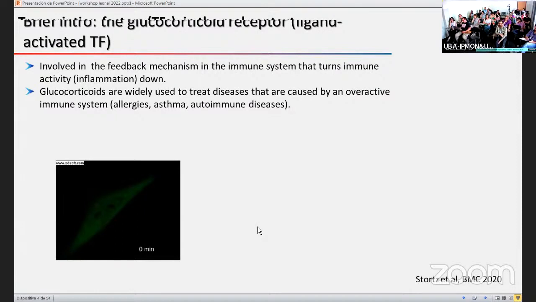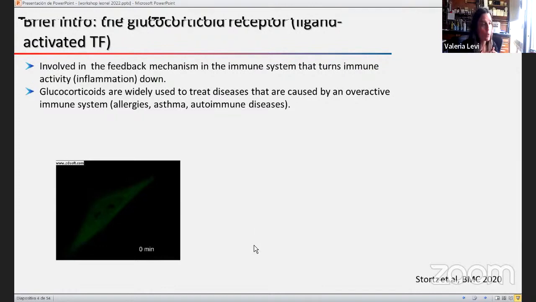more or less. So, as you probably know, glucocorticoids are widely used to treat diseases involving the immune system. So there is a big interest in the area to understand how the glucocorticoid receptor works, which are the molecular mechanisms involved in all these responses.